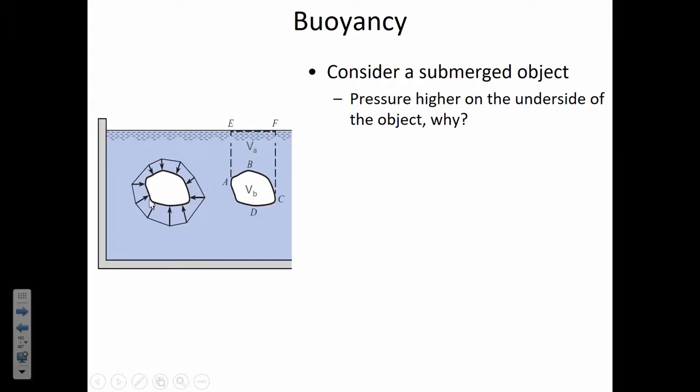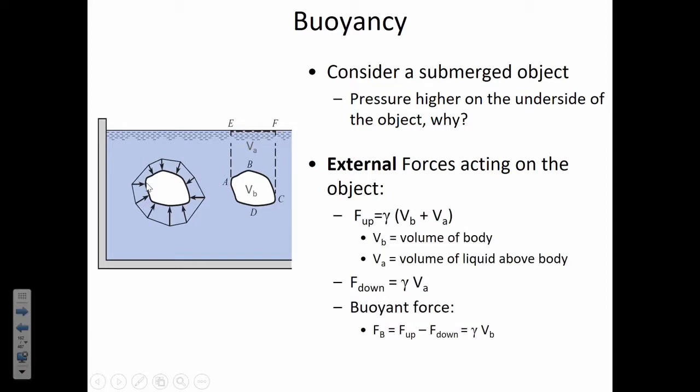So the way that we think about the external forces that are acting on the object in the vertical plane is going to be the differences between the pressures that are pushing it up. And so the forces that would be pushing it up is going to be the volume of the body itself and the volume of the water that's above it. Those would be how you'd calculate the magnitude of the upward forces, and the downward forces are just related to the weight of the water that's above it.